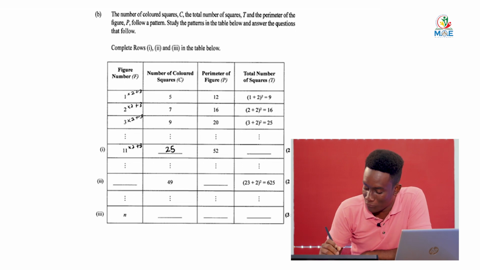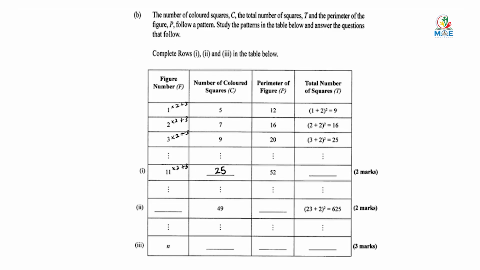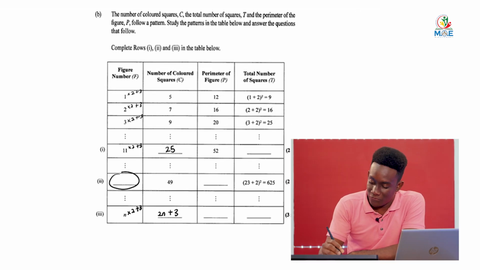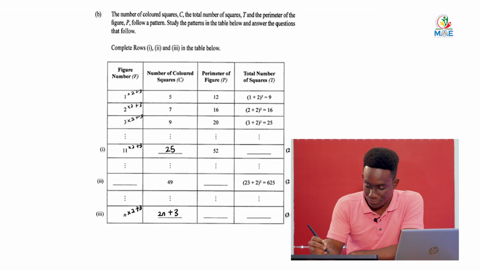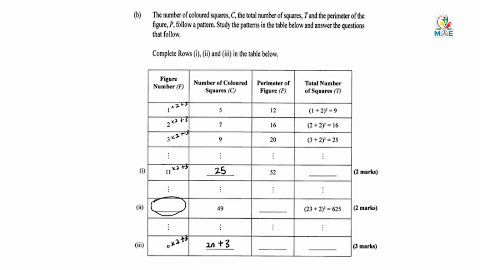So we know the formula to move from n to here would be n times 2 plus 3. So n times 2 will give you 2n plus 3. So that would be the answer. So to find this number here, we can simply equate it to 49. So we can say 2n plus 3 is equal to 49. And when we work this out, we will get the value of n, which will be this number here.